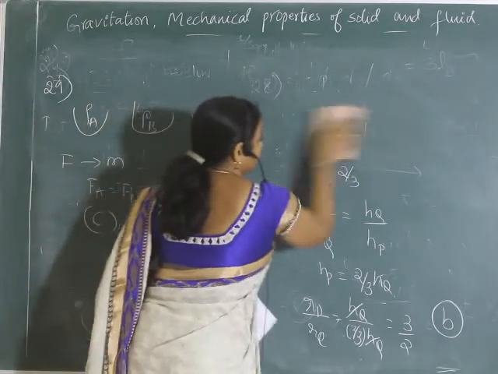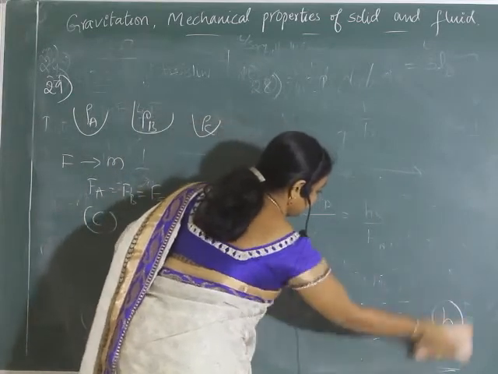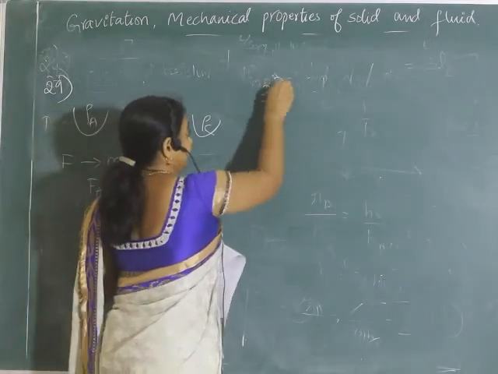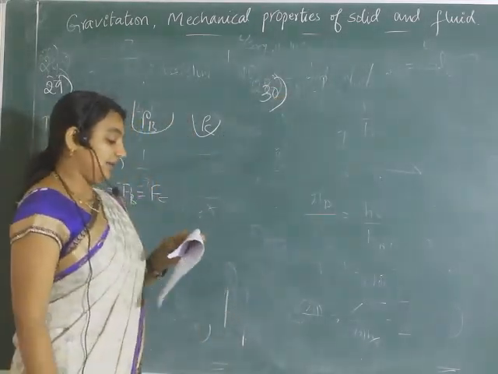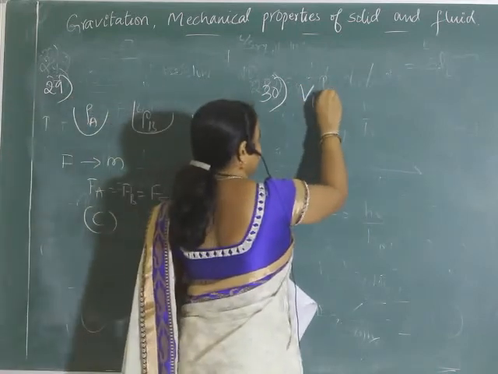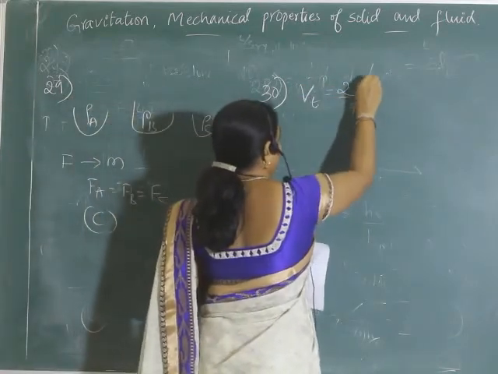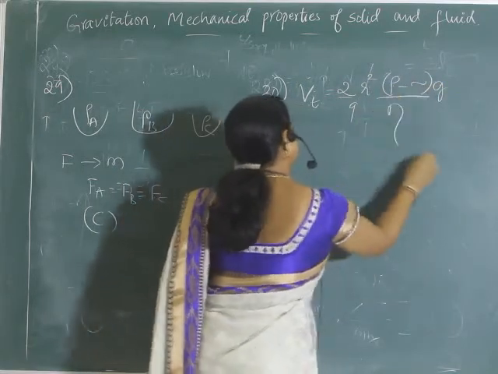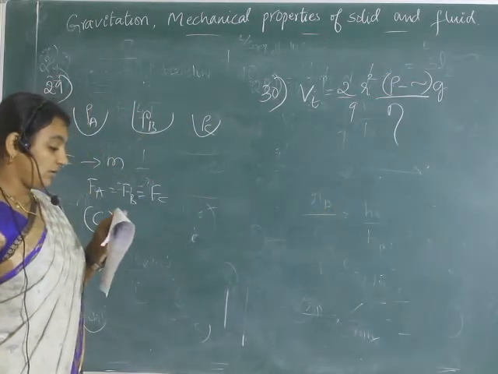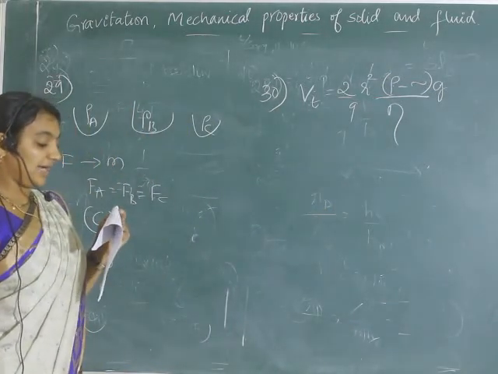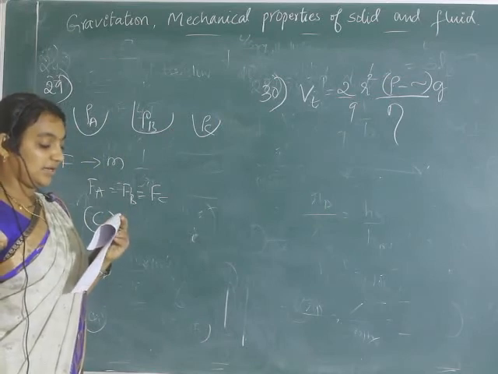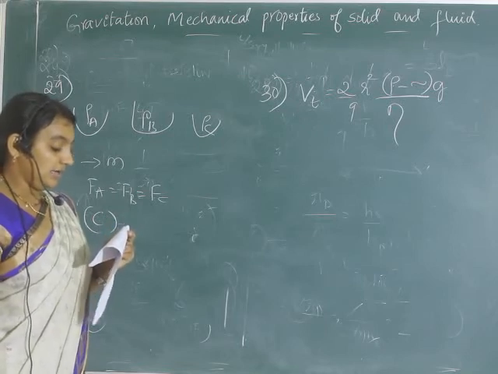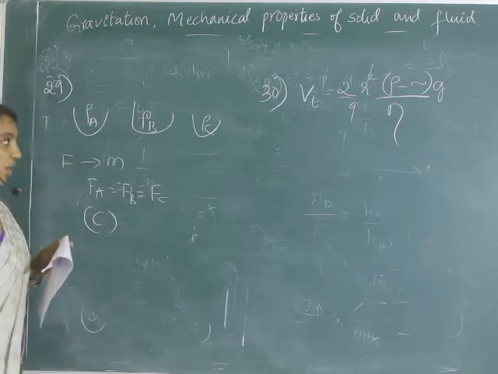Last question. How to solve the last question? Very easy one. Terminal velocity. Direct question. Terminal velocity is equal to 2 by 9 r square (rho minus sigma) g by eta. Correct? They have given 2 raindrops of the same radius r with terminal velocity V, merging to form a bigger drop of radius capital R. Find the terminal velocity of the bigger drop.